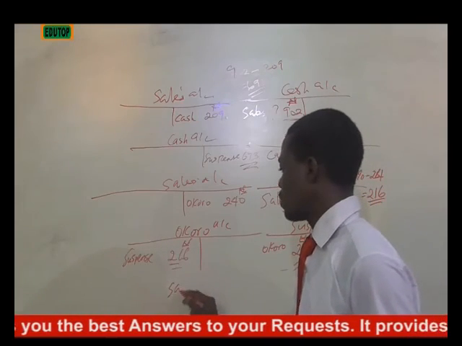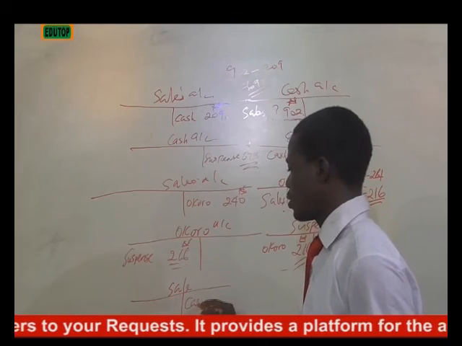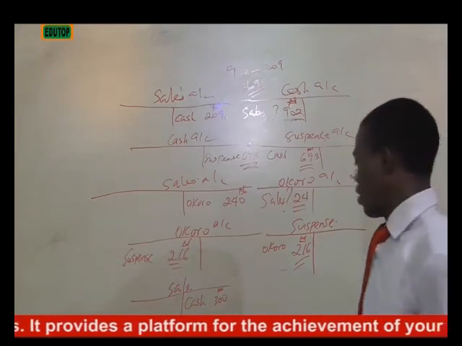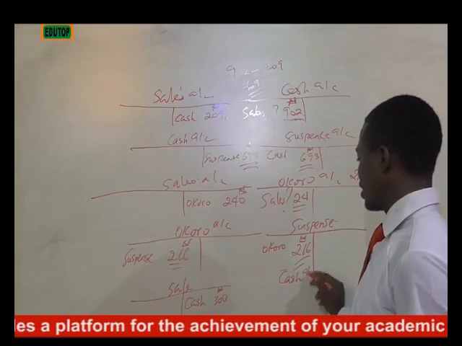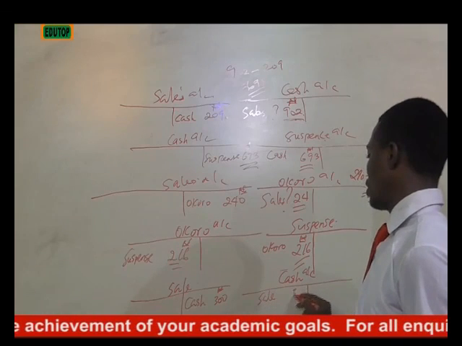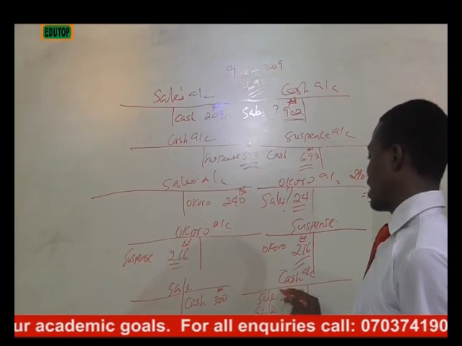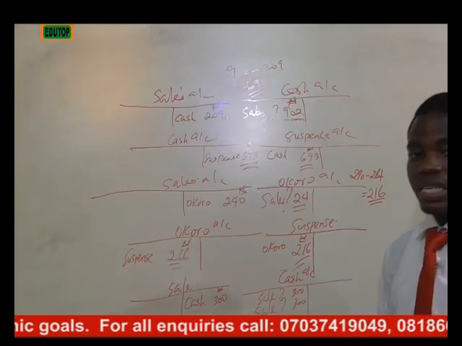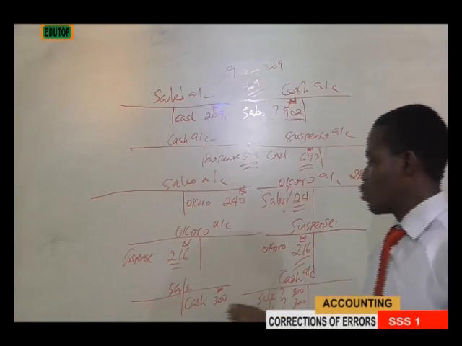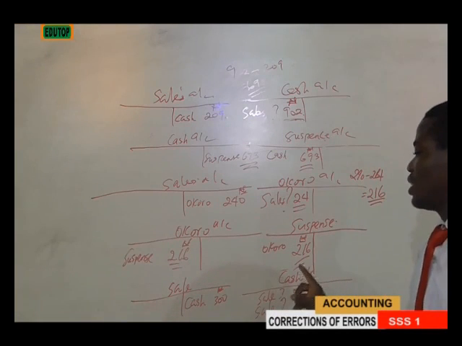This is a sales, cash 300. Now, under the cash account, it was debited twice. That sales 300, sales 300. You can see that there is an error here. So this is an error. So this one is correct, but this one is not correct because you have to post the sales here.